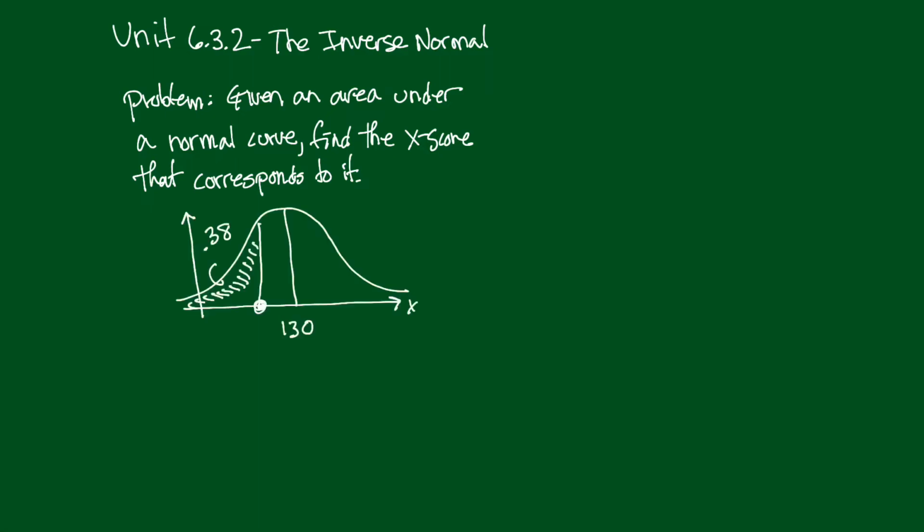So here's a picture of our problem. We're given a normal curve, and just as an example, suppose the mean is 130. And there's a value here, and the area of this interval right here, under the curve, is 0.38. So 38% of the population is in this interval right here. So what x value is that?